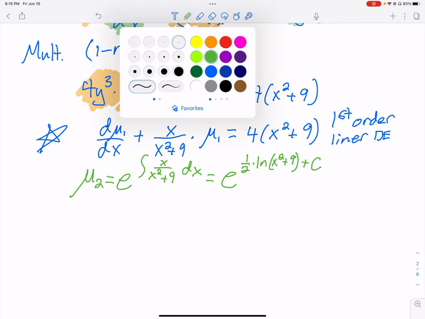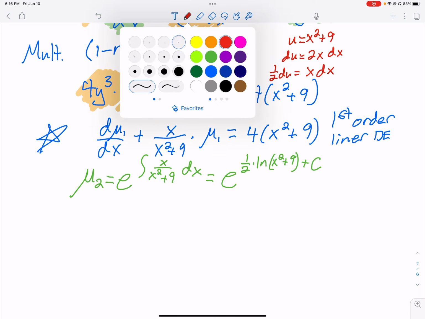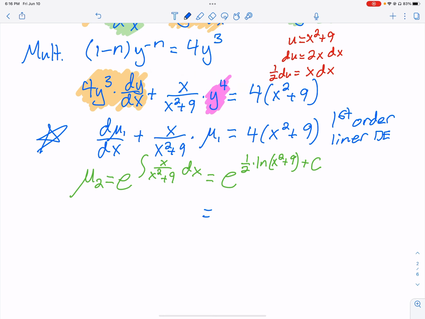I want you to think about that integration for a moment. It's a u sub. I'll write the details here so you can stop the video and check it out. Do u equals x squared plus 9. Then du is 2x dx. So that's 1/2 du equals x dx. Follow through with that and you'll see how I got there. Okay, so we have that. The 1/2 can be brought up.